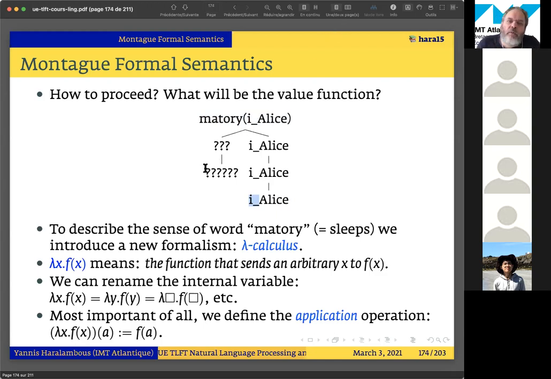To be able to attach some meaning to this, I'm using lambda calculus. For those who are not familiar with lambda calculus, it is a formalism used in computer science and in math. When you write lambda x dot f x, this expression means the function that sends an x to f x. Okay. Some of you may also have seen this in Python. You have a lambda operator.